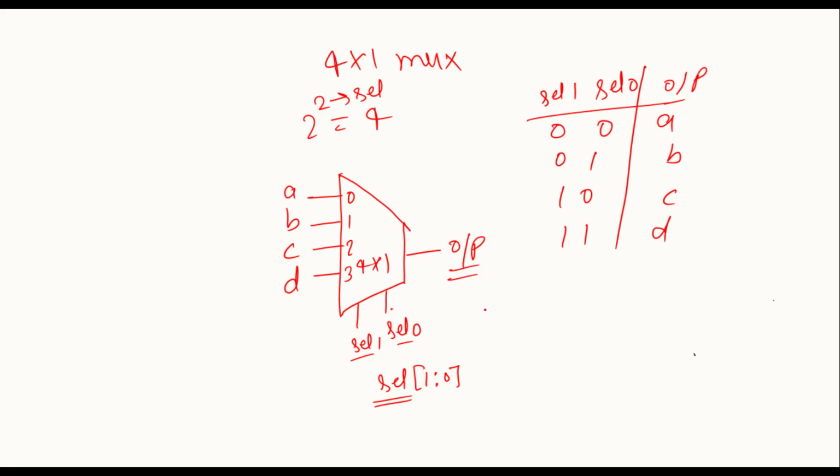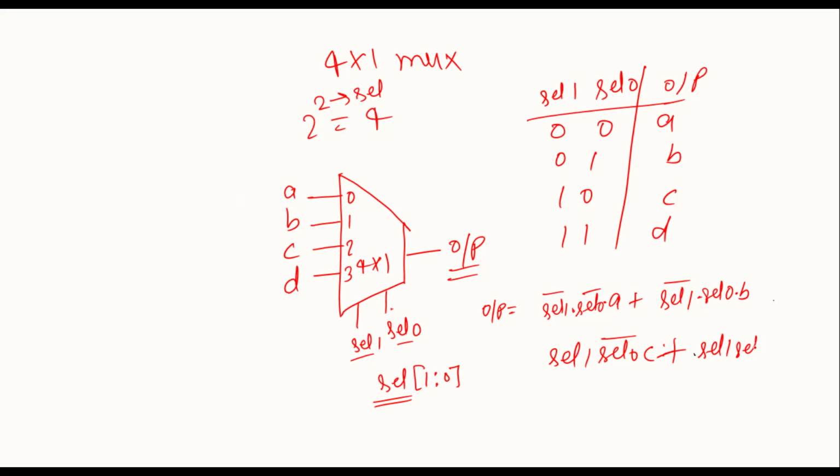You can write it as an expression also. So this is sel 1 complement, sel 0 complement, AND A, plus sel 1 complement, sel 0, AND B, plus sel 1, sel 0 complement, AND C, plus sel 1, sel 0 and D. So this is the output.